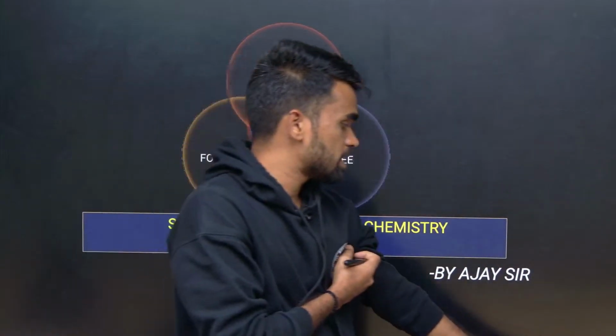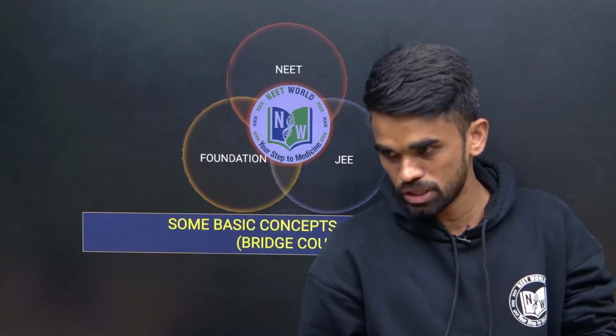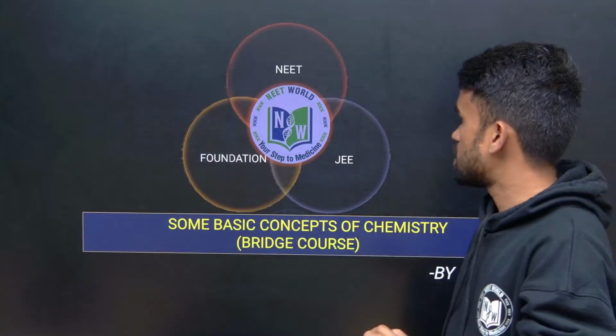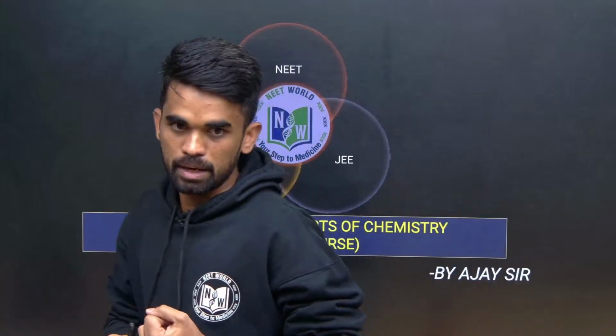So we will be discussing, this is our 4th session on the bridge course, right? Today we will be discussing the periodic table and its classification. Before going to the periodic table and its classification, we have a few more things to be discussed from the first chapter, that is, some basic concepts of chemistry.